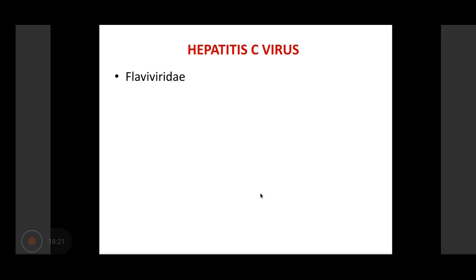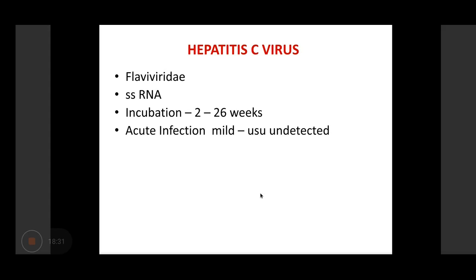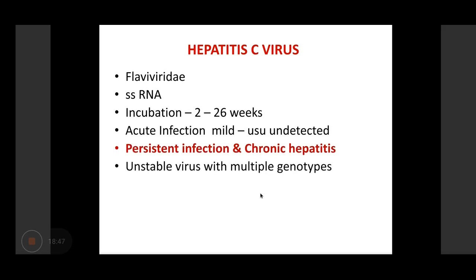Now going on to hepatitis C, which was earlier called the non-A, non-B virus. This is again a single-stranded RNA virus of the flaviviridae group, which has an incubation period of 2 to 6 weeks. It does not usually cause an acute infection. If it does, it's usually mild and undetected. But it commonly causes persistent infection and chronic hepatitis. This is the thing that is unlike hepatitis B virus.